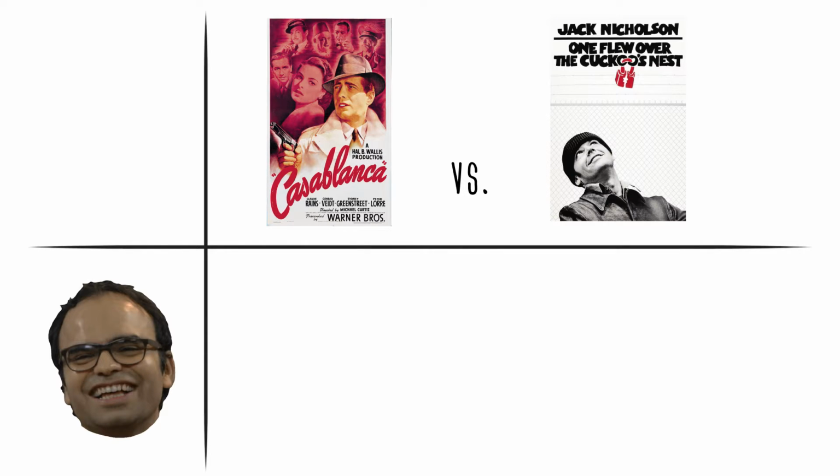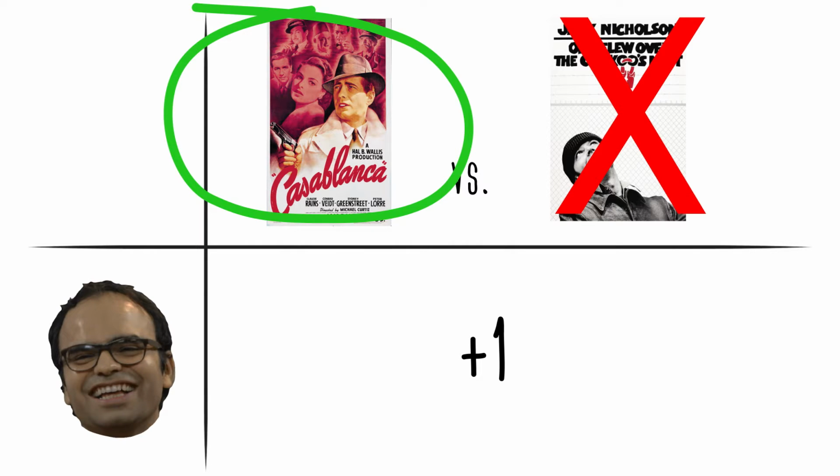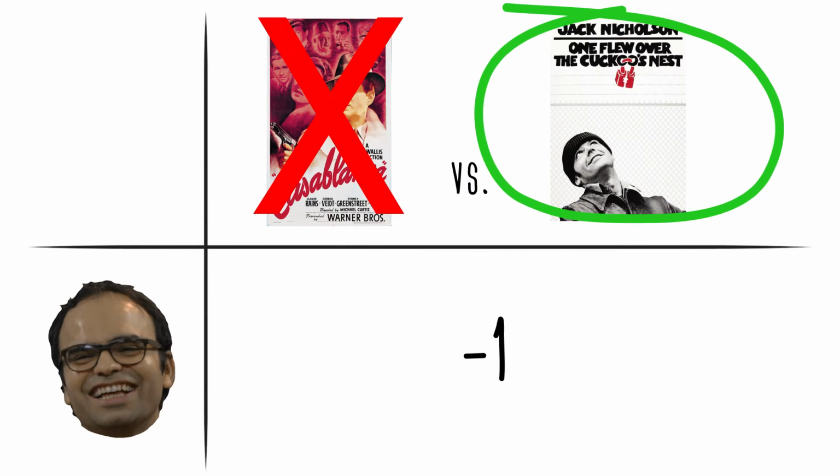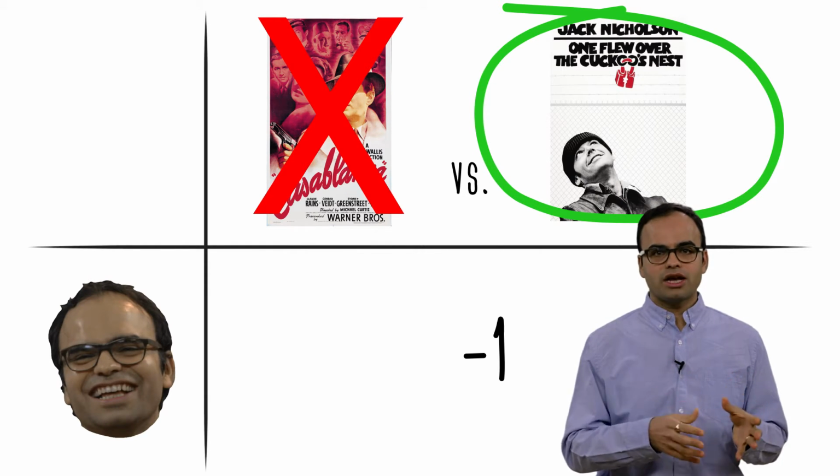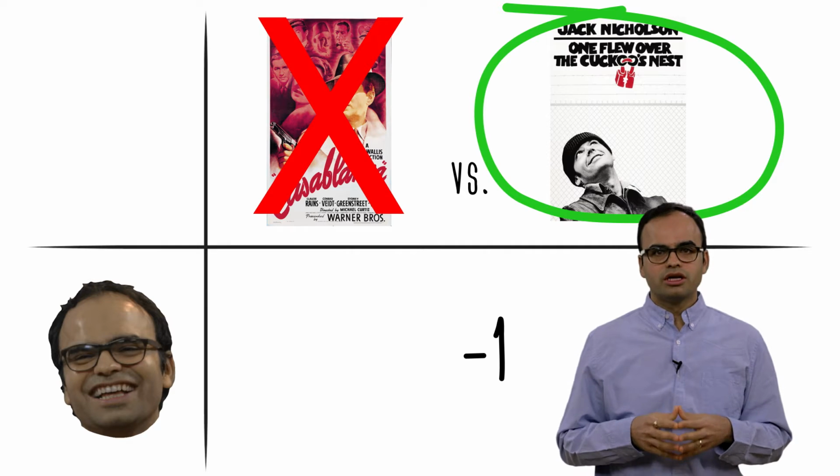For example, if the entry for the row corresponding to me as a user and the column corresponding to Casablanca over One Flew Over the Cuckoo's Nest is equal to plus 1, then it means that I like Casablanca over One Flew Over the Cuckoo's Nest. And minus 1 means that I like One Flew Over the Cuckoo's Nest over Casablanca. Therefore, for each user, we will have a row with some plus 1s and some minus 1 entries. Remaining of the row will be blanks, that is unknown values.